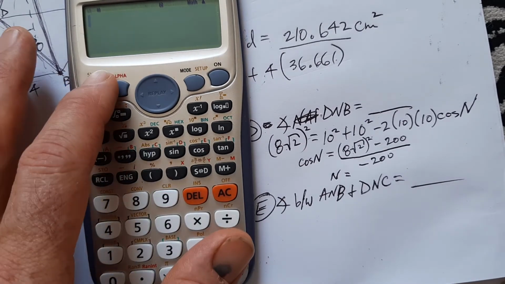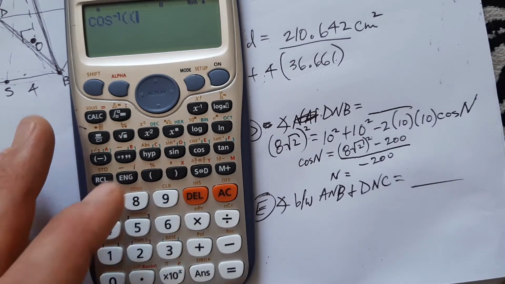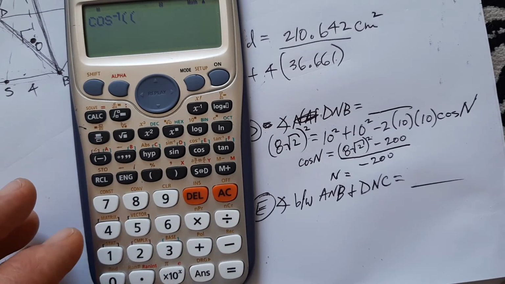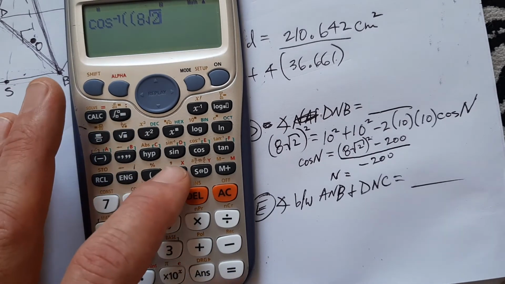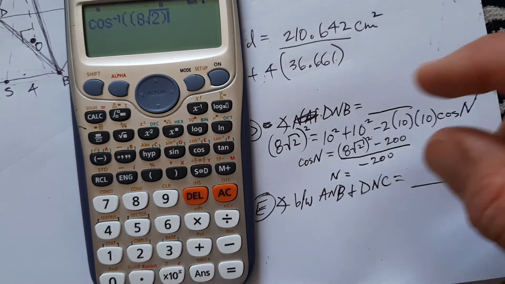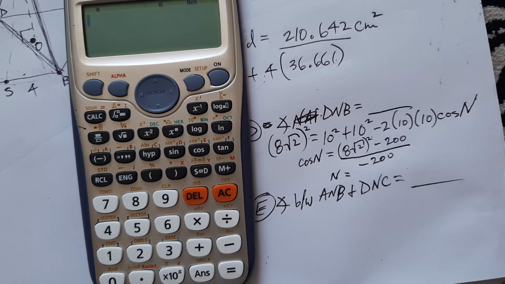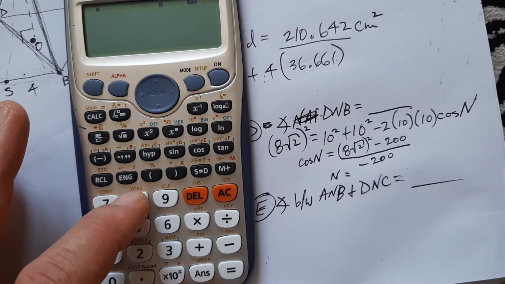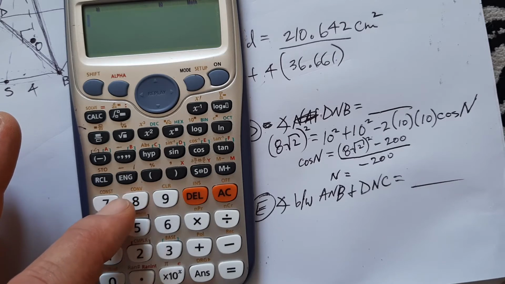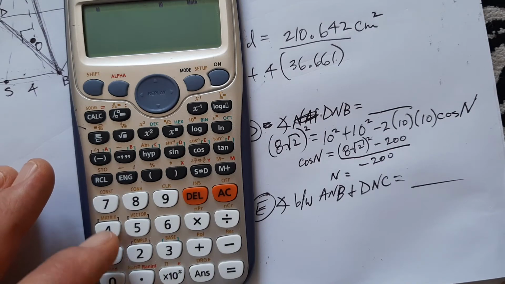So I go with shift, cosine inverse of all that stuff. Let me see if I can put it all in there. Brackets, got a double bracket now. 8 square root of 2. Oh, brother. I'm going to do that separately then, right? 8 square root of 2 squared is going to be 64 times 2. If I do 8 times square root of 2 times 8 times square root of 2, it's 64 times 2, which is 128. So let's just do that.